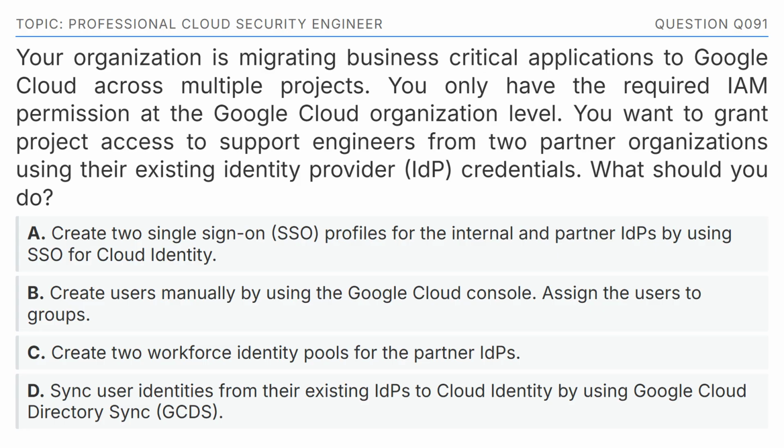What should you do? The options are: Option A, create two single sign-on, SSO, profiles for the internal and partner IDPs by using SSO for cloud identity. Option B, create users manually by using the Google Cloud Console. Assign the users to groups. Option C, create two workforce identity pools for the partner IDPs. Option D, sync user identities from their existing IDPs to cloud identity by using Google Cloud Directory Sync, GCDS.